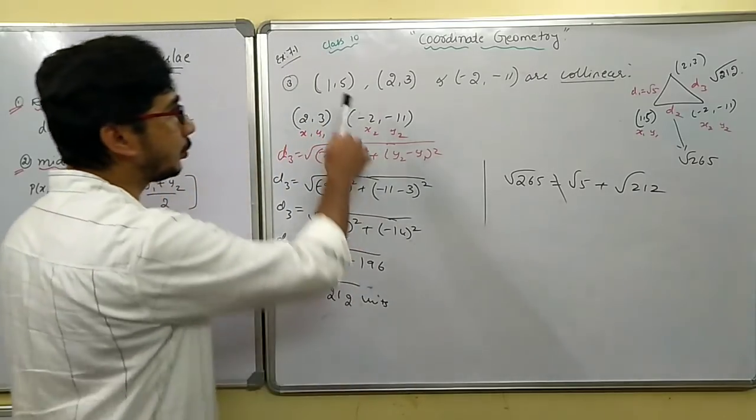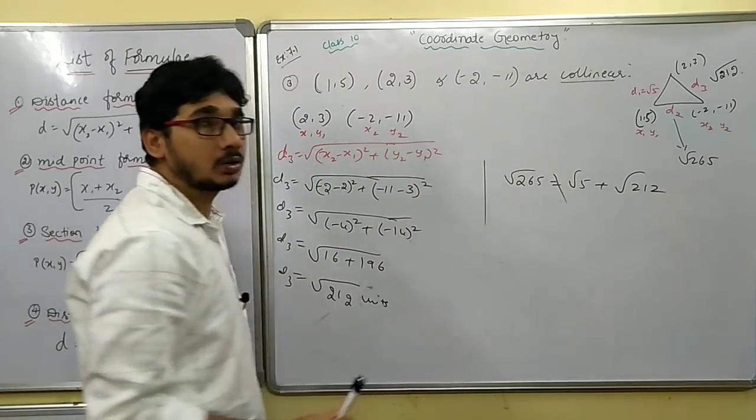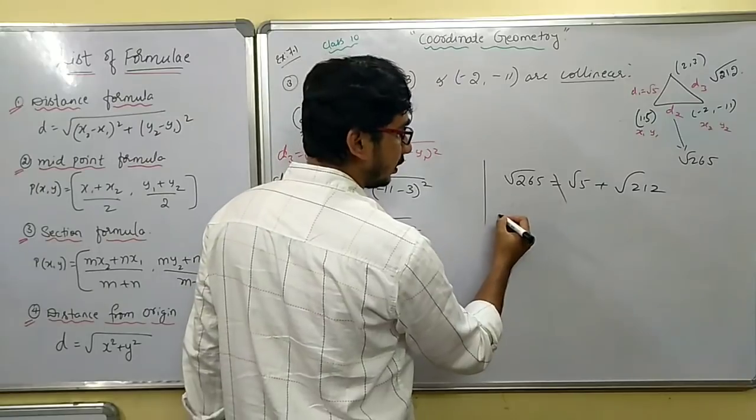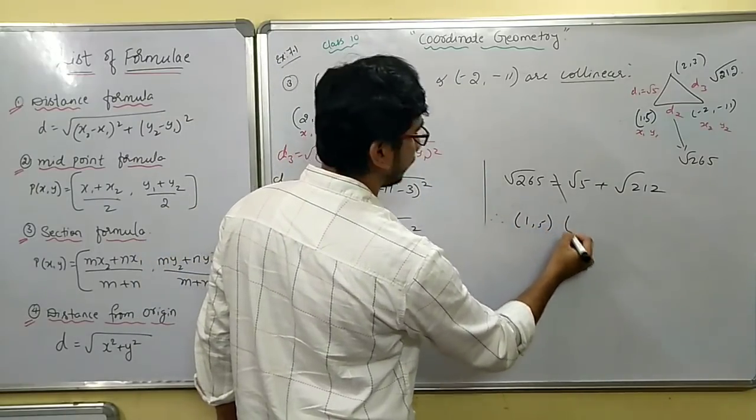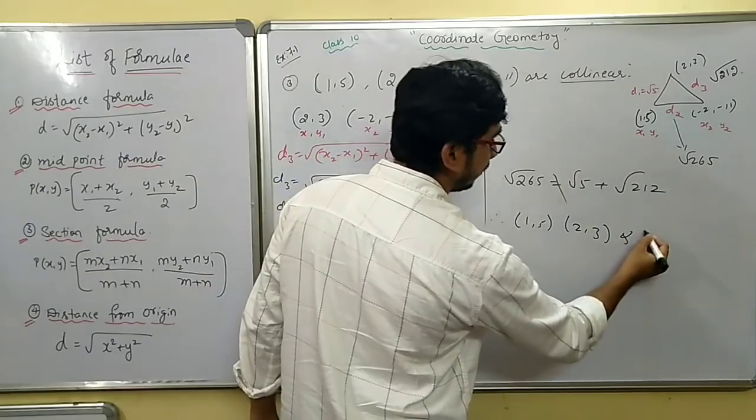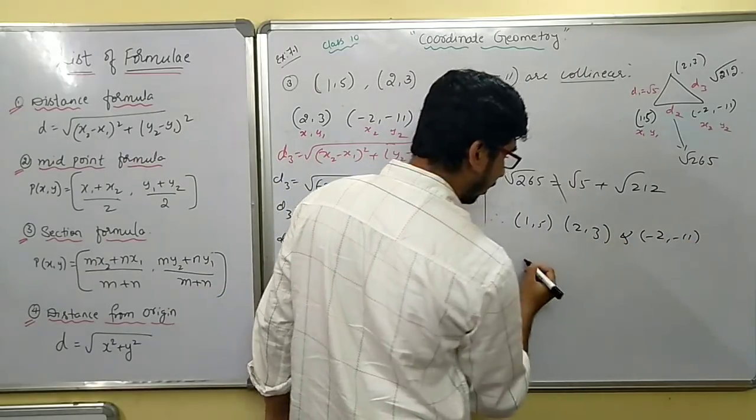Hence, these points are not collinear. Therefore, the given points 1 comma 5, 2 comma 3 and minus 2 comma minus 11 are not collinear.